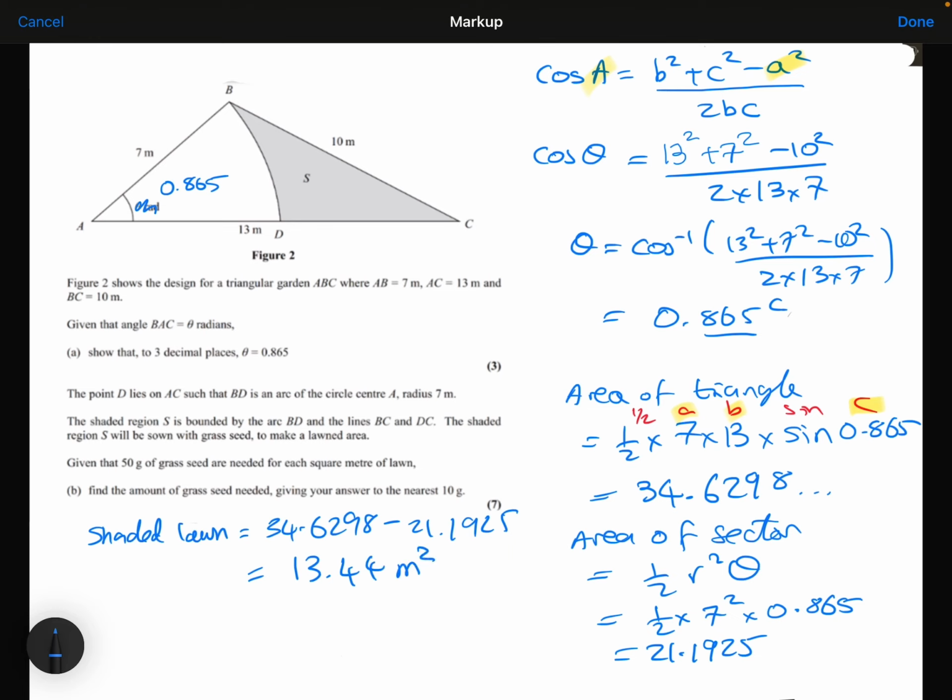We need 50 grams for each square metre. So if I times this by 50, that's going to tell me how many grams I need. I get 671.865. Give my answer to the nearest 10 grams. So this is 670 grams to the nearest 10 grams.